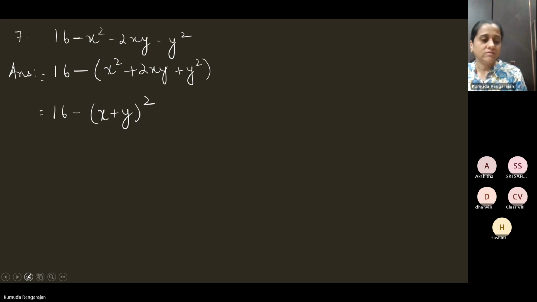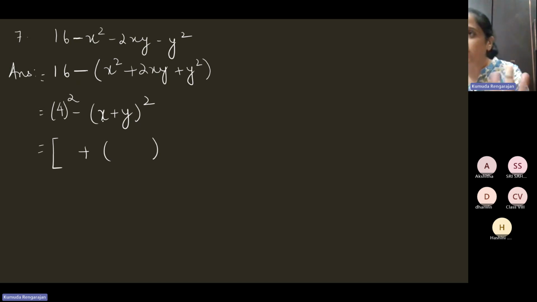Alright? You can write 16 as 4 the whole square, so it is a squared minus b squared. Now a squared minus b squared is a plus b into a minus b. See here, for a plus b we'll reserve spaces. We put a bracket for b because b has more than one term. A is just 4, but b is x plus y.